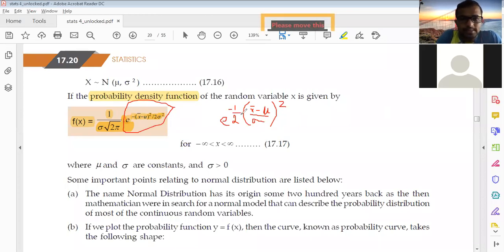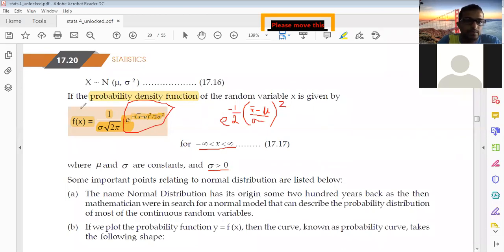So students, here, this is the part: e to the power minus half into (x minus mu divided by sigma) the whole square. Sometimes they write it like this or they write it like this. Both are the same. The meaning of both is the same. And the range we already know: minus infinity less than x less than infinity. So this is called the probability density function. And remember, standard deviation should always be greater than 0.